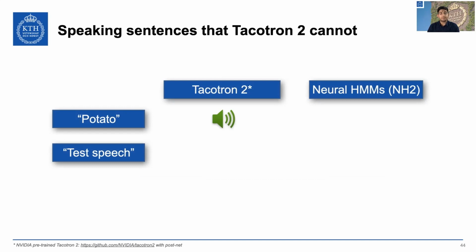Neural HMM TTS can speak this word flawlessly. Potato. The sentence test speech has a similar problem.